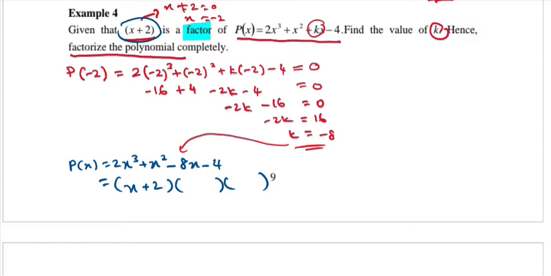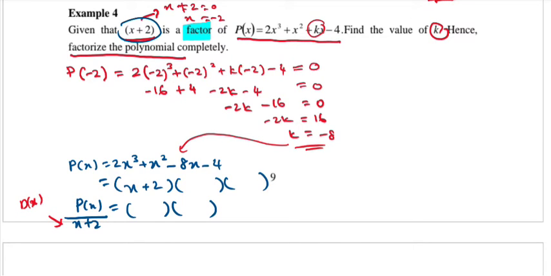So what are the other 2 factors, 2 linear factors? That's what we have to find. Maybe it will be 2 linear factors or maybe 1 quadratic factor. So how do we find these other 2 factors or 1 quadratic factor? We just have to divide this p(x) by x plus 2 to find the answer. So this is just the divisor. x plus 2 will be the divisor.